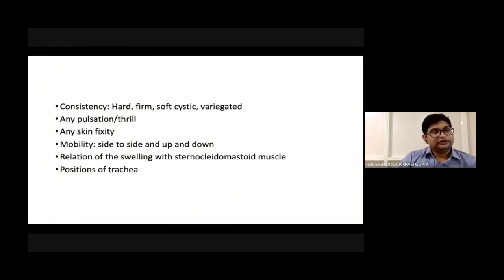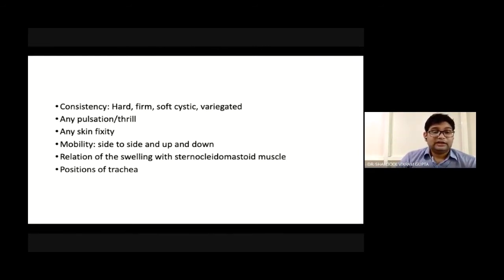Then you look for consistency, whether the swelling is hard, firm, or cystic. So how will you differentiate whether the swelling is hard, firm, or soft? A rough guide is that the ear lobule is soft, the tip of the nose is firm, and this is hard. And for muscle, uncontracted muscle is soft. If you contract it, then it becomes firm, and the bone is hard. So you can choose either of these.